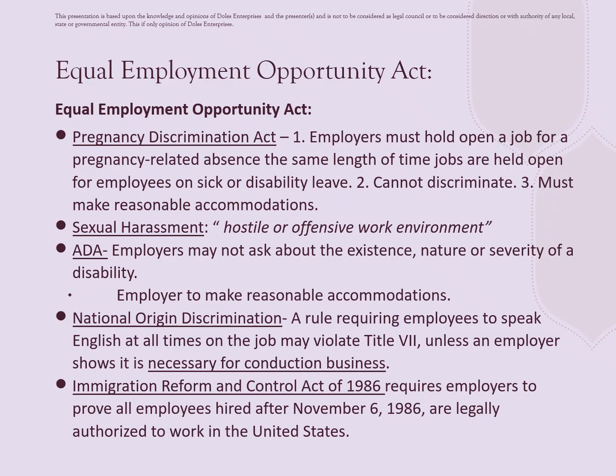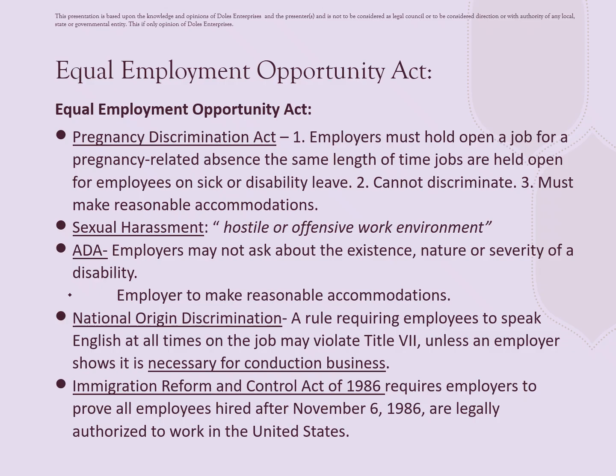The Pregnancy Discrimination Act is an amendment to Title VII of the Civil Rights Act of 1964. Discrimination on the basis of pregnancy, childbirth, or related medical conditions constitutes unlawful sex discrimination under Title VII. Key components of the Act include the following. Employers must hold open a job for a pregnancy-related absence the same length of time jobs are held open for employees on sick or disability leave. They cannot discriminate, and they must make reasonable accommodations.